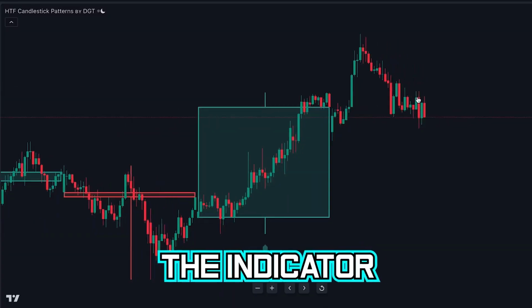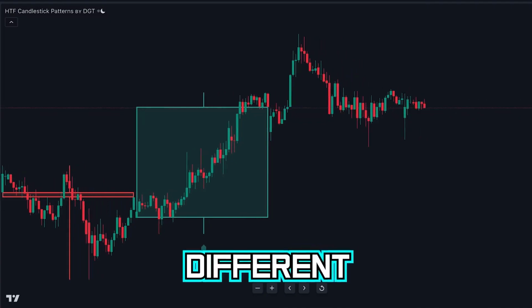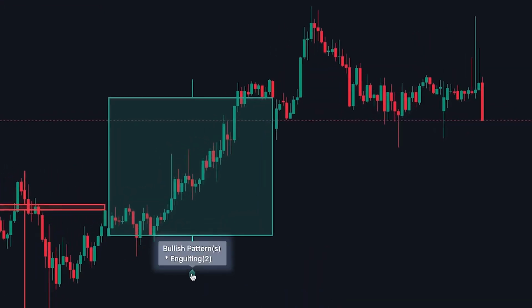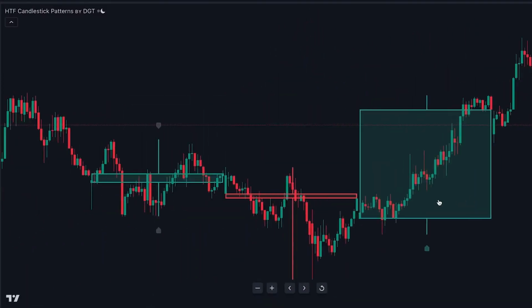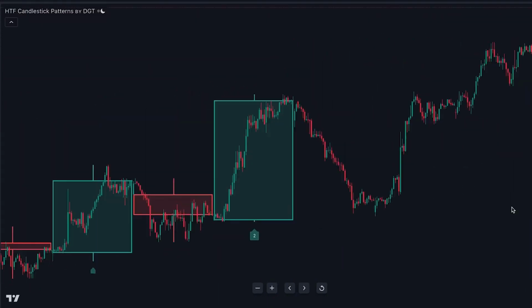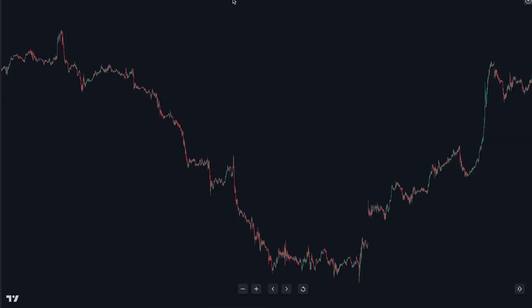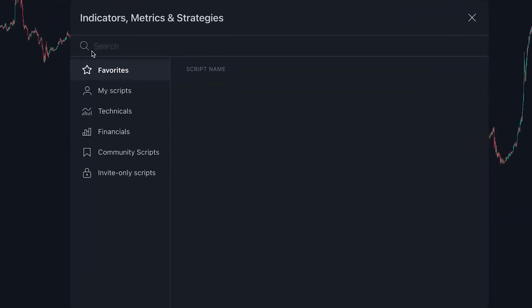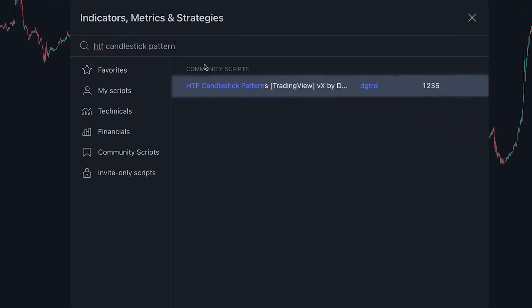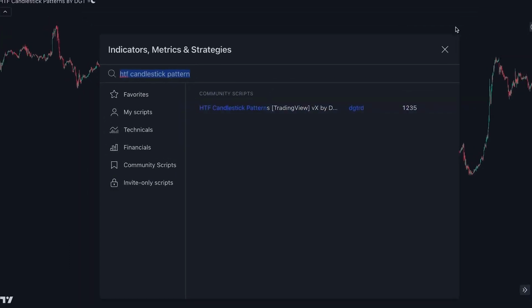Along with this, the indicator also detects over 25 different patterns, tells you what type of patterns are detected, and this is all in a single indicator, preventing you from cluttering your chart with several indicators for different patterns. Let's add the indicator to our chart. Navigate to the Search tab and search HTF Candlestick Pattern. Select the indicator made by DGTRD and add it to the chart.